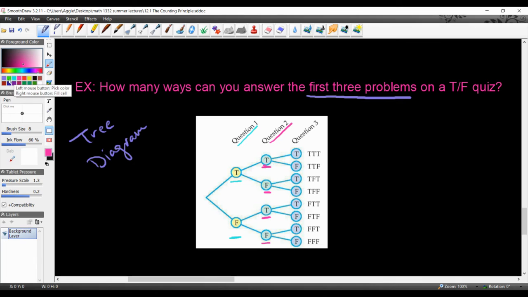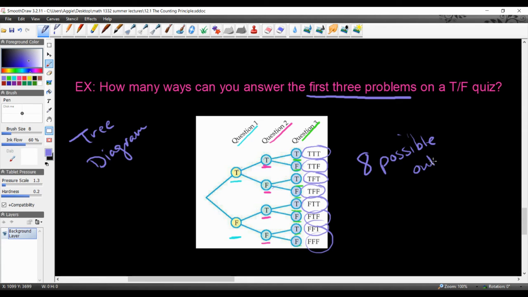And then we move on to question 3. Question 3, well, it can be true or false also. So we branch off true or false for all of the combinations we have so far. And then in the end, this is what you end up with. True, true, true, that's one possibility. True, true, false, that's another possibility. True, false, true, and so forth. And you can see from our list that we have 8 possible outcomes. Okay, and this is just for the first 3 questions on a true or false quiz.